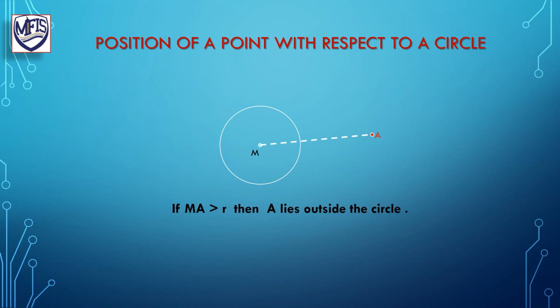Therefore, point A lies outside the circle. When MA is greater than the radius, A lies outside. That means the length of MA belongs to the interval (R, infinity). Why R open? Because I can't take the value of R, because MA is greater than R. Okay, this is the first one.